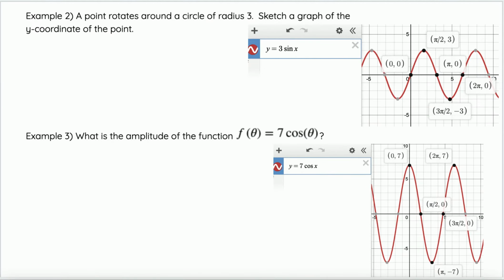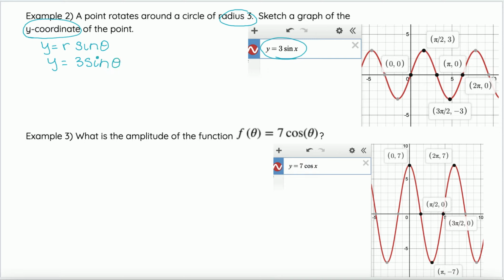Let's move to our next slide, where I have a couple of different examples. It's telling us that a point is rotating around a circle of radius 3. Sketch a graph of the y-coordinate of the point. I've graphed it here on the right-hand side, but how do I get this equation so that I know what it's going to look like? It's asking for the y-coordinate of the point. We know how to find the y-coordinate because y is equal to the radius times sine of theta. We know our radius is 3, so y is equal to 3 times sine of theta.